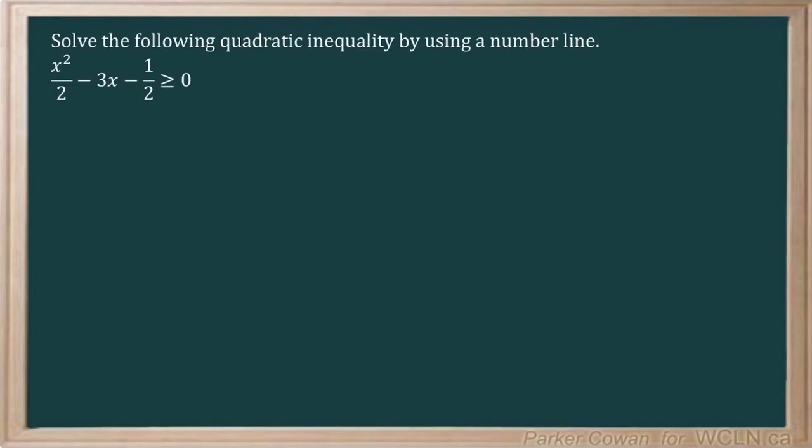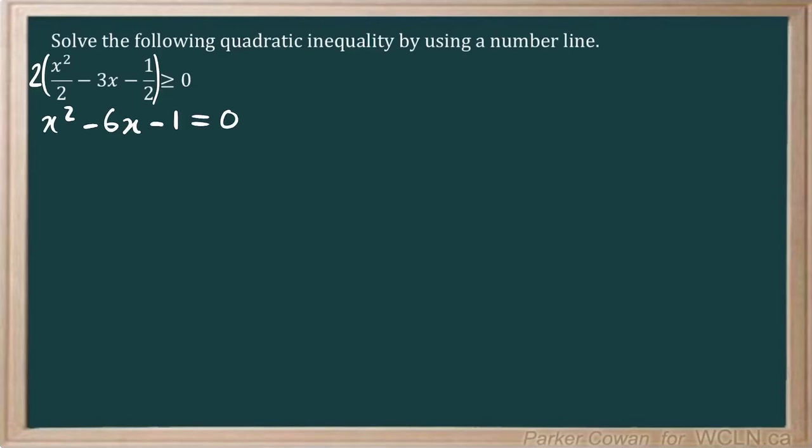So the first thing I think we should do is get rid of these fractions by multiplying everything by 2. So we'll multiply this all by 2. That's going to give us x squared minus 6x minus 1, and we're going to set this equal to 0 so we can perform algebra. Okay, so now we have this in a more familiar format.